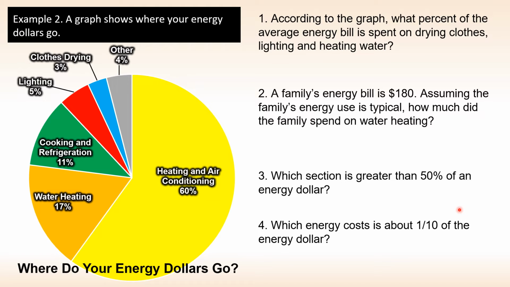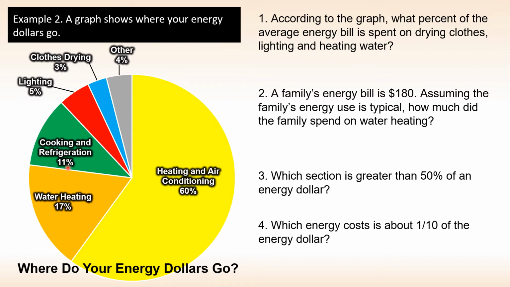Example 2. A graph shows where your energy dollars go. In every dollar, we have this one. Where do your energy dollars go? Question number 1. According to the graph, what percent of the average energy bill is spent on drying clothes, lighting, and heating water?